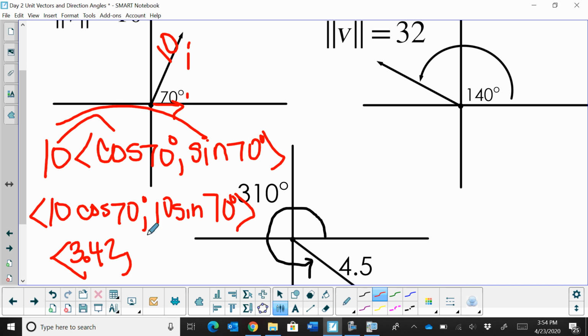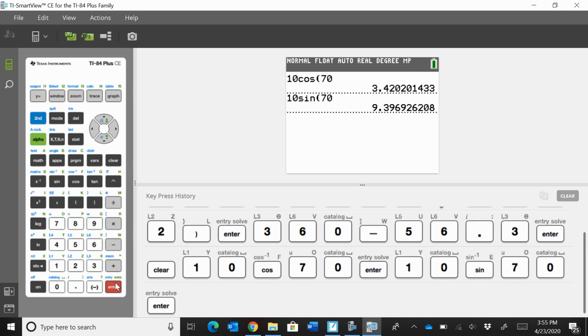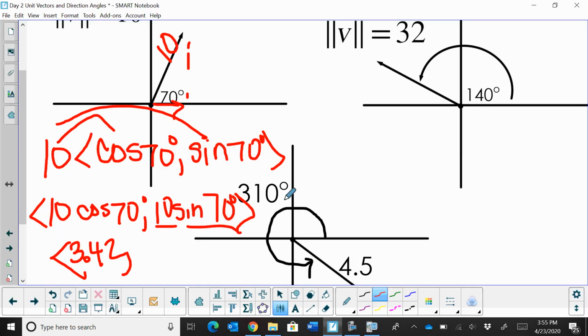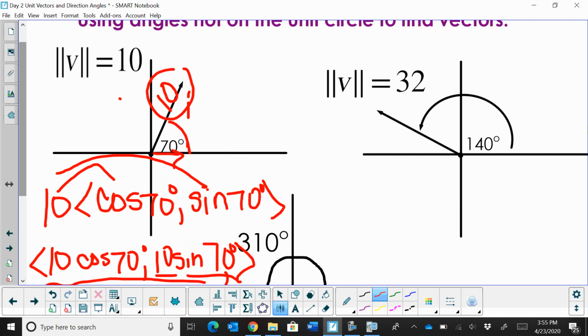Okay, and the y direction, let's multiply 10 times sine of 70. So let's take 10 times sine of 70, and that'll give us the vertical direction. And that's 9.40. And that would be the vector that has a magnitude of 10 but an angle of 70. Okay, so let's try another one of those.